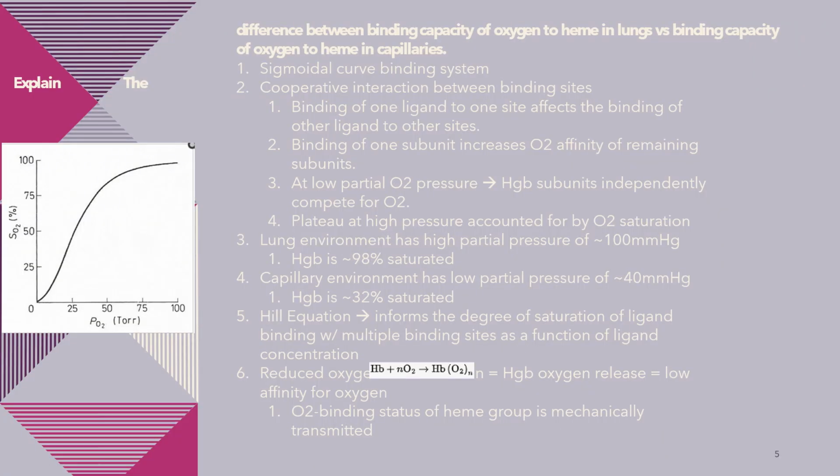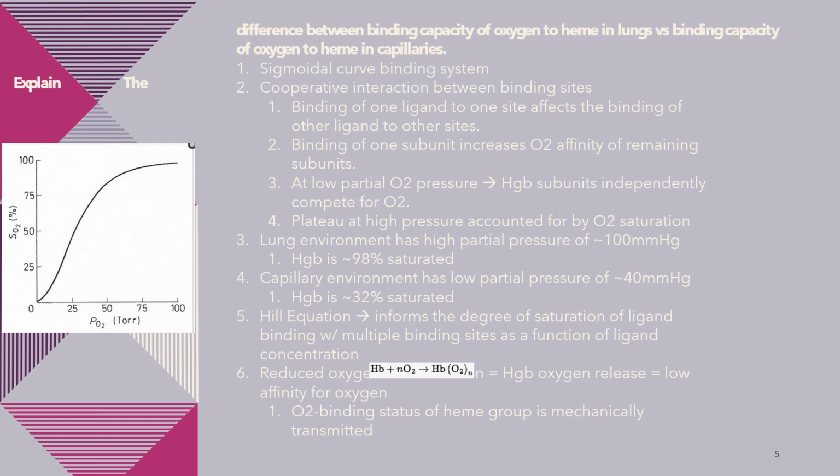So the difference between the binding capacity of oxygen to heme in the lungs versus in the capillaries follows, on the graph on the left, what's known as a sigmoidal or S-curve binding system. This illustrates a cooperative interaction between the binding sites. Binding of one ligand to one site affects the binding of another ligand to other sites, meaning more oxygen attaching means more oxygen attaching. So the binding of one subunit increases the O2 affinity of the remaining subunits, the remaining three.